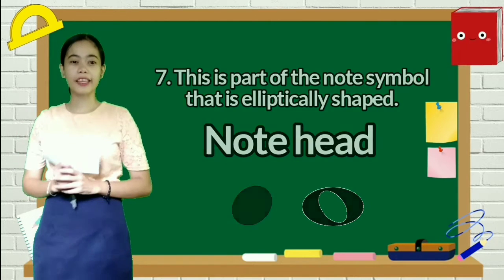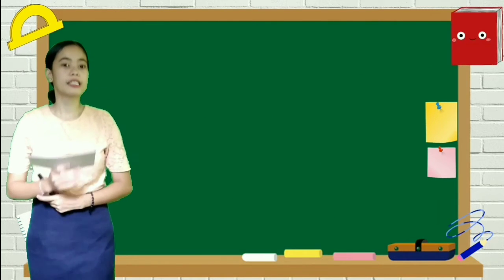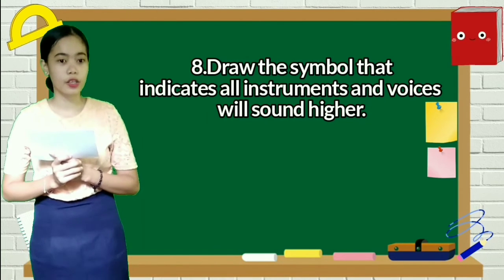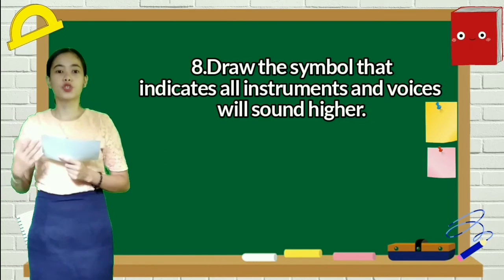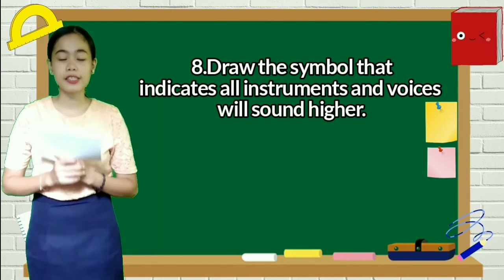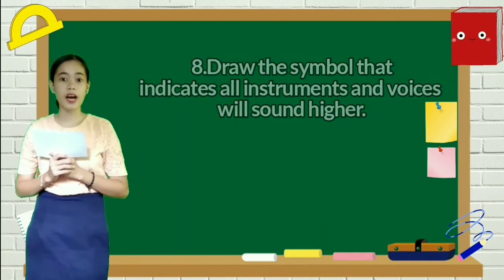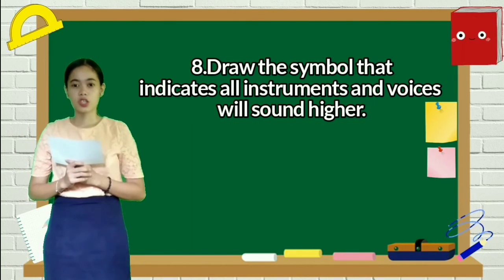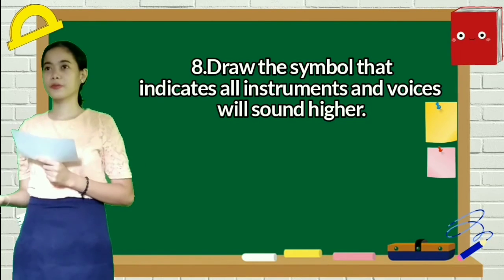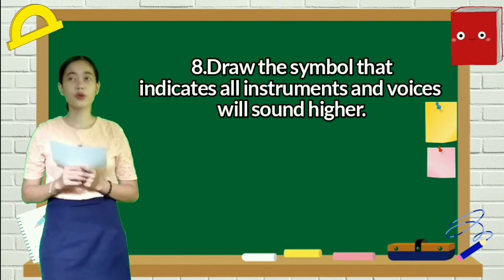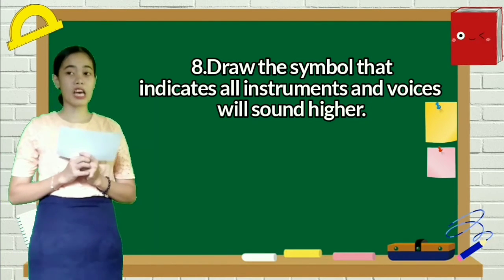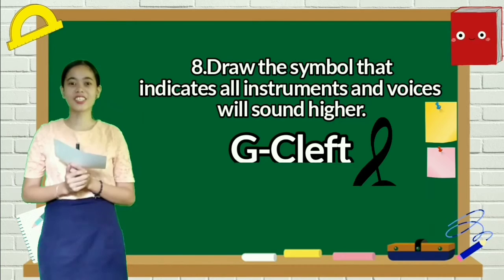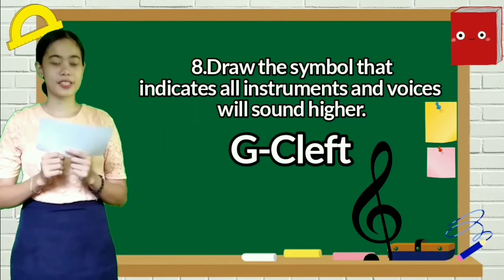For our next item, draw the symbol that indicates all instruments and voices will sound higher. I repeat: draw the symbol that indicates all instruments and voices will sound higher. You may start drawing your answer. Raise your answer, please. All your answers are G clef or treble clef. Do you think it is correct? Very good. You will again receive 3 points.